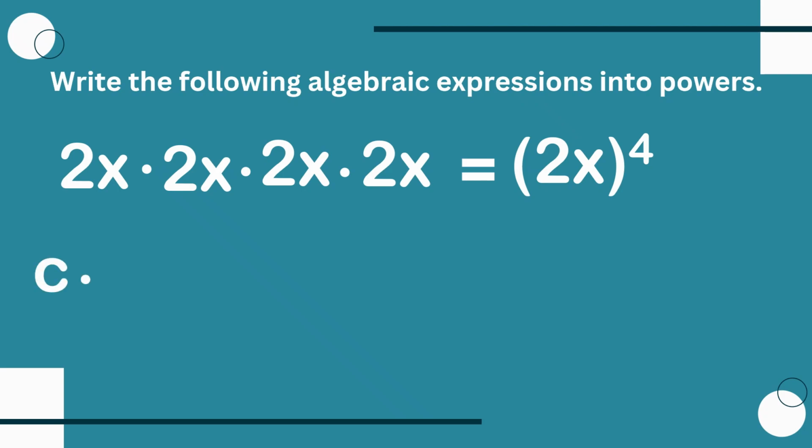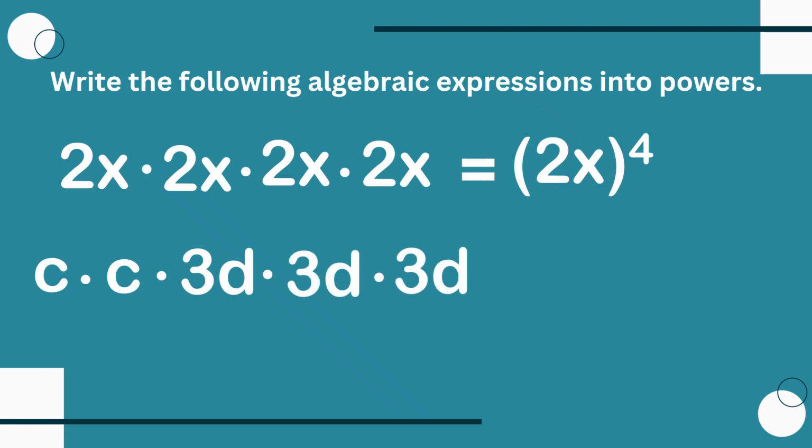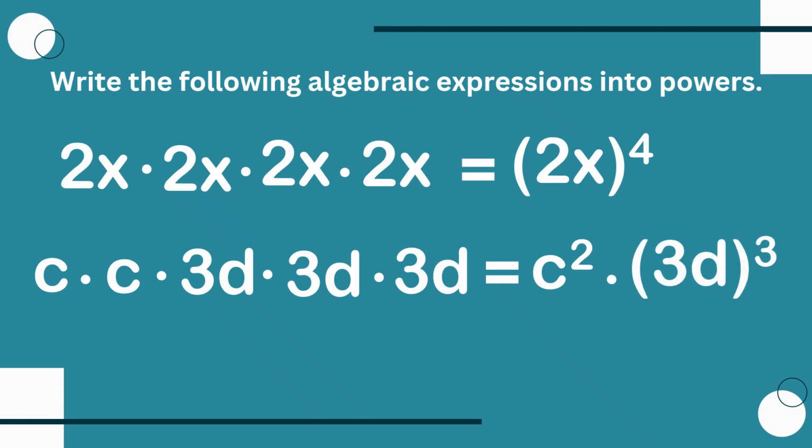Another example. C times C times 3D times 3D times 3D. What is your answer? Alright, the answer is equal to C raised to the exponent of 2 times the quantity of 3D raised to the exponent of 3.